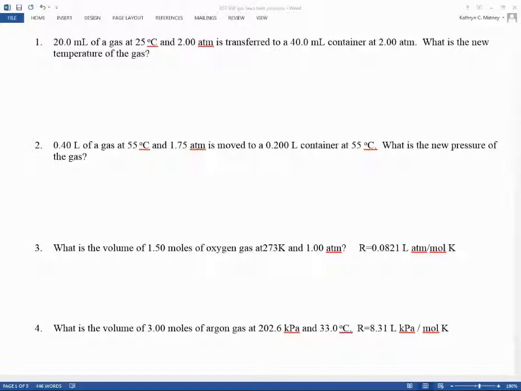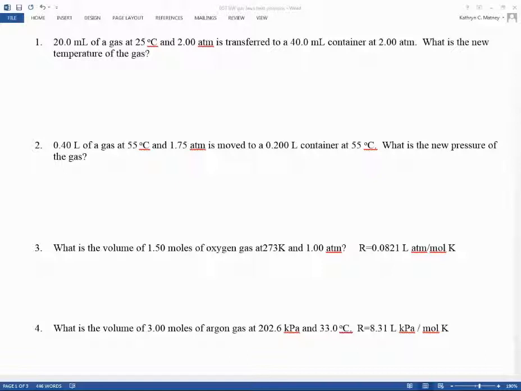What happened to my volume? It decreased. How did it decrease? Got divided by 2. Pressure and volume, do they have a direct or indirect relationship? Indirect relationship. Pressure and volume have an indirect relationship. So if the volume got divided by 2, cut in half, what happens to the pressure? It gets doubled. It gets times by 2.